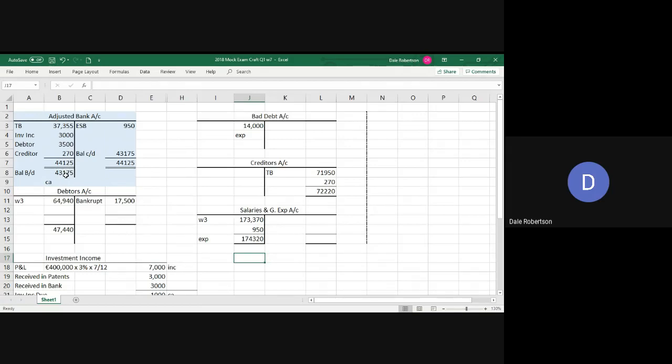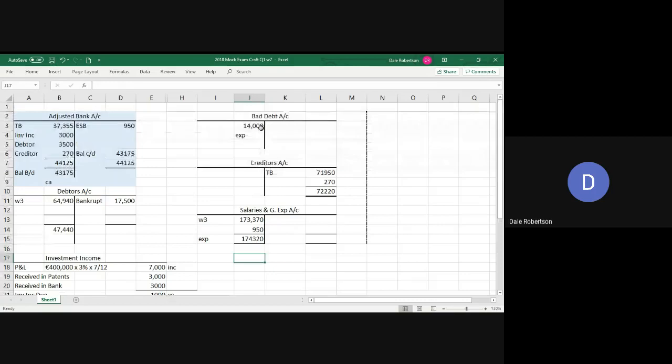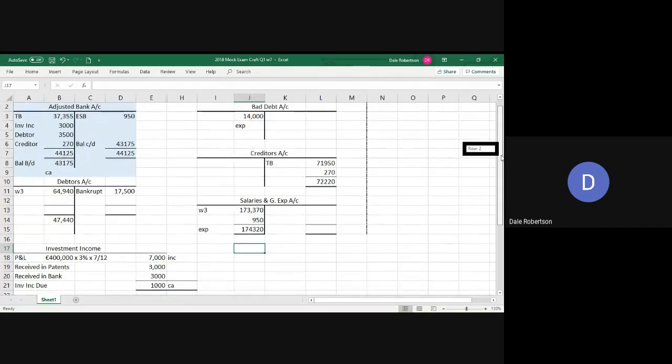correct on our calculators. You have a new debtors number. You have investment income due of €1,000, and you also have your investment income from earlier on anyway. You have a new expense. You have a new figure for creditors, and you have a new expense called salaries and general expenses. And from there, you are ready to proceed on to working 8, 9, and 10 from there.